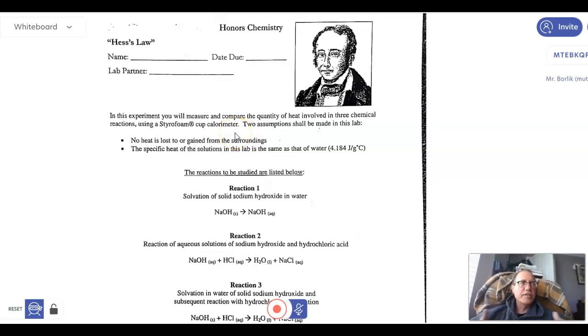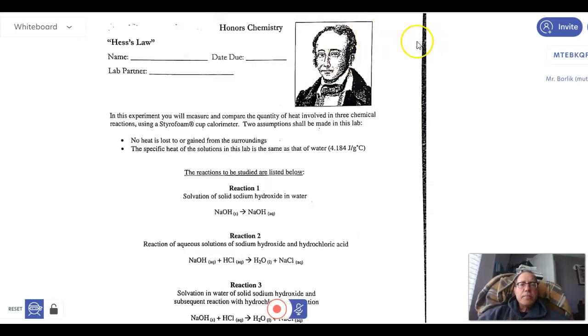Now, the calorimeters are called coffee cup calorimeters. You have two styrofoam cups, and you're going to make some assumptions that you're not losing any heat. And let's make sure you can hear me okay. All right, so we're going to assume that there's no heat loss from the surroundings and that the specific heat in the lab is the same as water. Again, like we said, when we're dealing with aqueous solutions, for all intents and purposes, it's all water, and the actual solute is negligible in this case. So we will assume that it is all water.